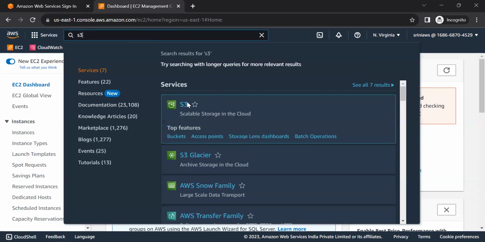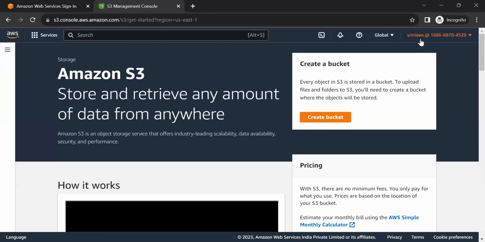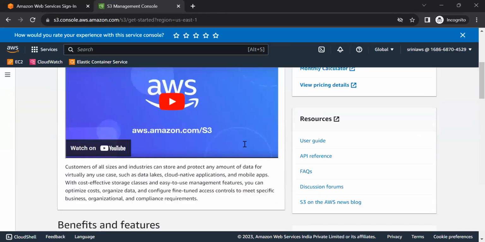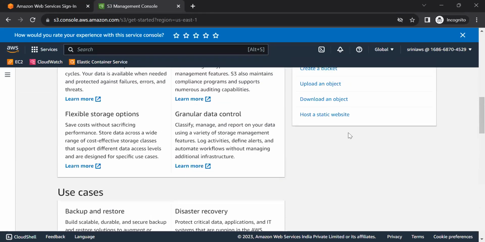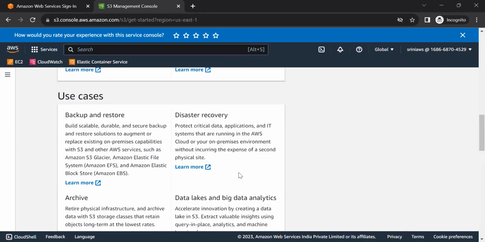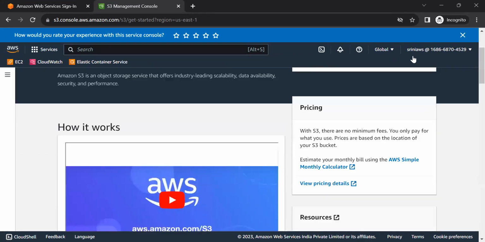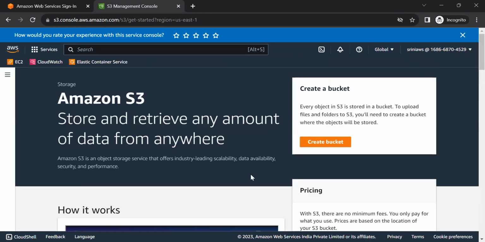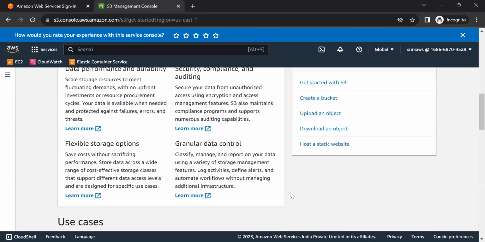Let me check S3 here. I'm just checking whether the IAM user which I have logged in with, called Srini AWS, has access to S3 or not. I don't think so. Yeah, I think this user does not even have access to S3 here. Okay. Yeah, any questions, guys?